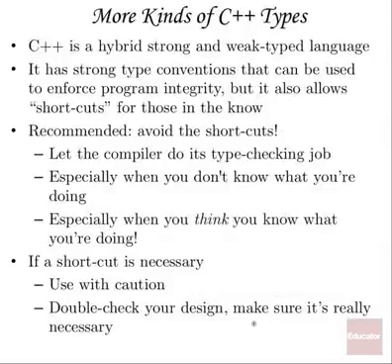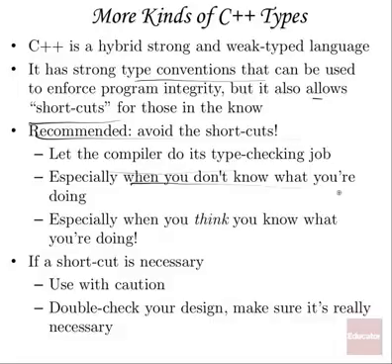And so we're going to have some more kinds of C++ types. C++, if you don't know, is a hybrid. Some folks say it's a strongly typed language, some folks say, well, not really. It's kind of a hybrid between strong type and weak type. It's got some strong type conventions that you can use to let the compiler enforce type safety for you, but it allows some shortcuts for those in the know. Who's in the know, that's where it gets careful. So my personal recommendation: avoid the shortcuts. Let the compiler do its type checking job. Write your code in such a manner that the compiler can do type checking for you.